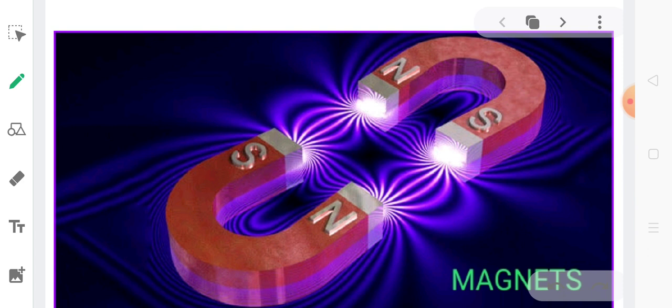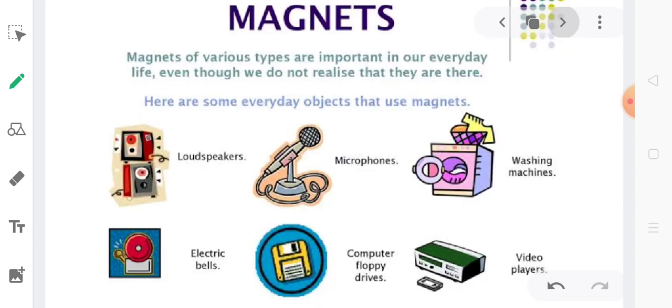introduction to magnets. Magnets, as we all know, are so common in our day-to-day life. They are of various types and important in our everyday life, even though we do not realize that they are there. So many devices, so many appliances are present around us, and they might be having magnets as one of their important components, but still we are just not aware of it.